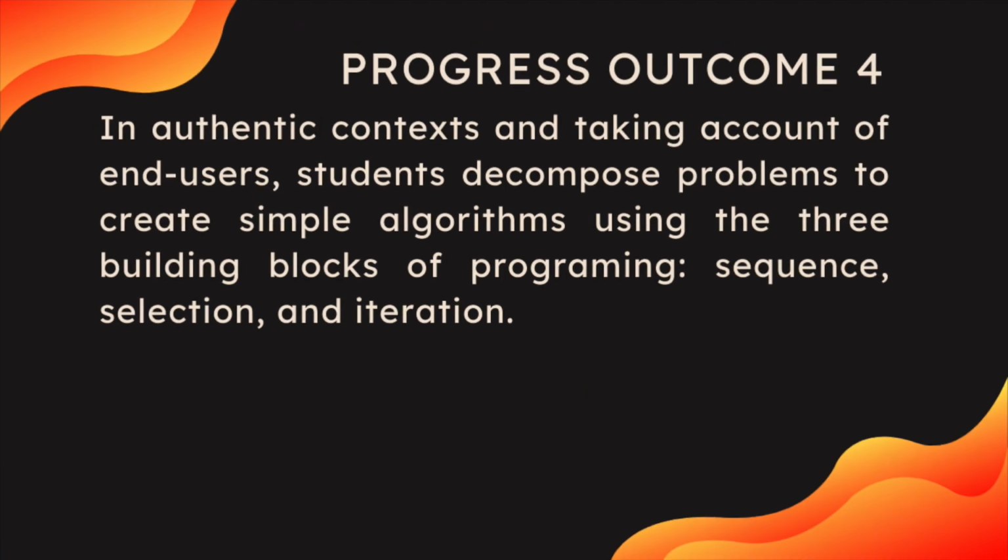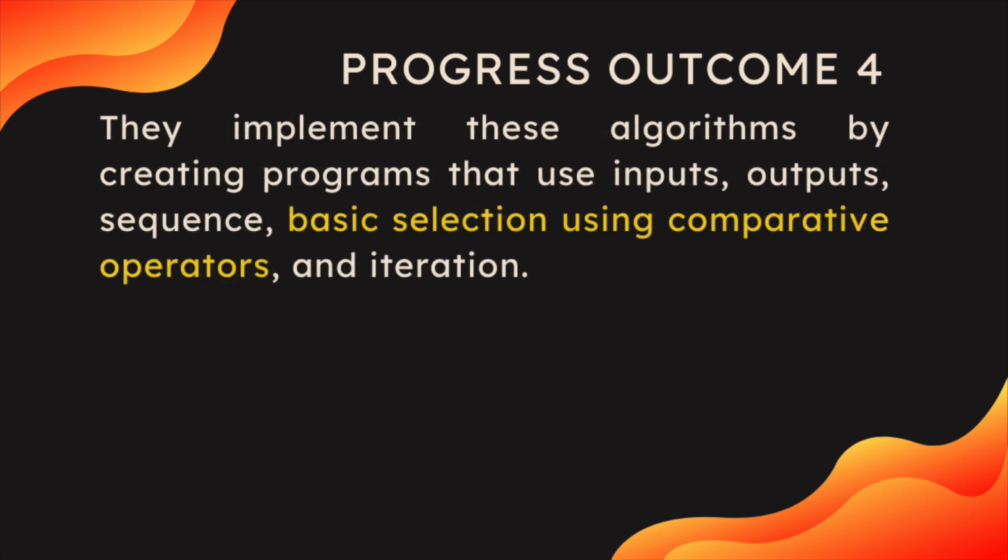Progress Outcome 4 says, in authentic context and taking account of end users, students decompose problems to create simple algorithms using the three building blocks of programming: sequence, selection, and iteration. They implement these algorithms by creating programs that use inputs, outputs, sequence, basic selection using comparative operators, and iteration.